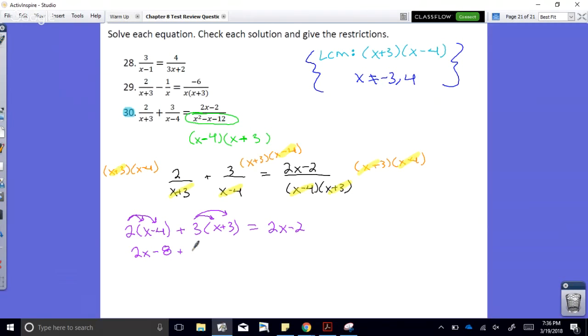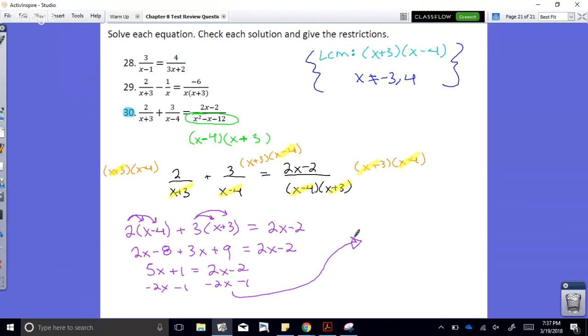3 times x is 3x. 3 times 3 is 9. Equal to 2x minus 2. 2x plus 3x is 5x. Negative 8 plus 9 is positive 1. So I'm going to subtract 2x from both sides. At the same time, I'm going to go ahead and subtract 1.